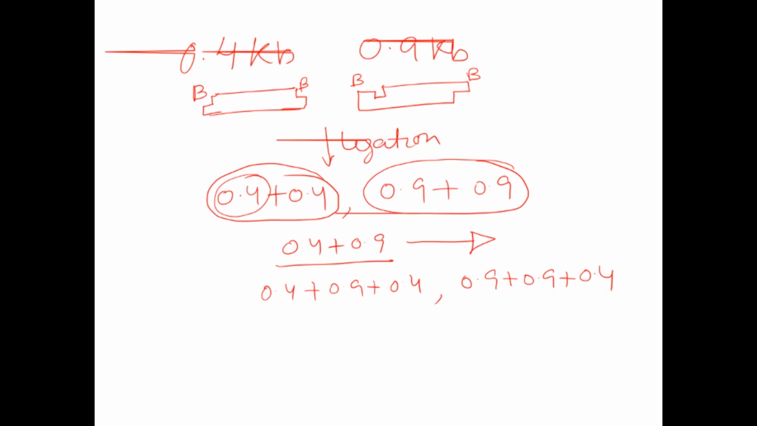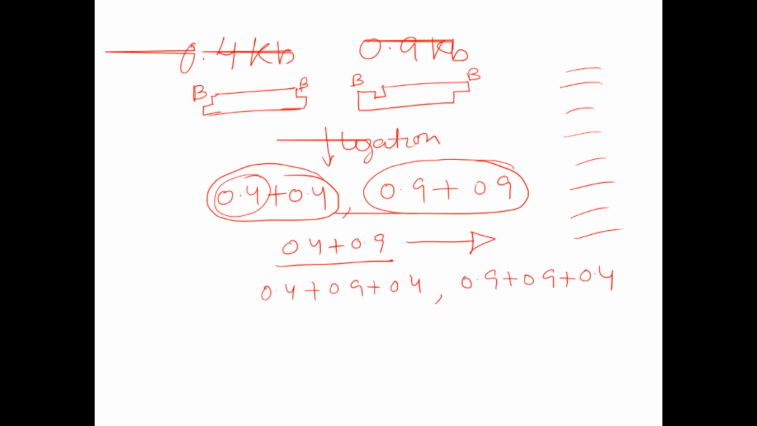I hope I might have answered your questions. So, if you go with this kind of thing, you may actually be getting a ladder kind of thing. I have not seen the gel picture, but I predict that you might be getting a ladder kind of situation, with different bands with a difference of 0.4 kb, or in some places you might be getting a 0.9 as well along with that.